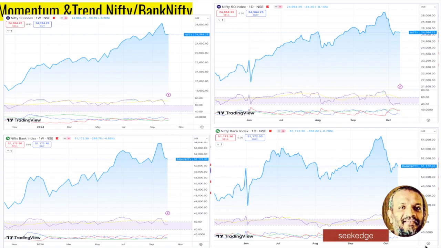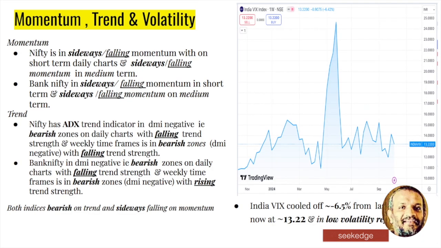Right side you have daily charts. Momentum had recovered and climbed back to sideways. So overall, medium term and short term, weekly as well as daily, momentum is absolutely nothing but sideways. This is a summary of this.